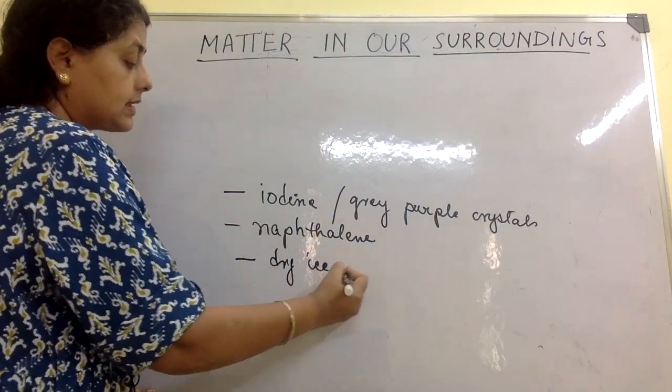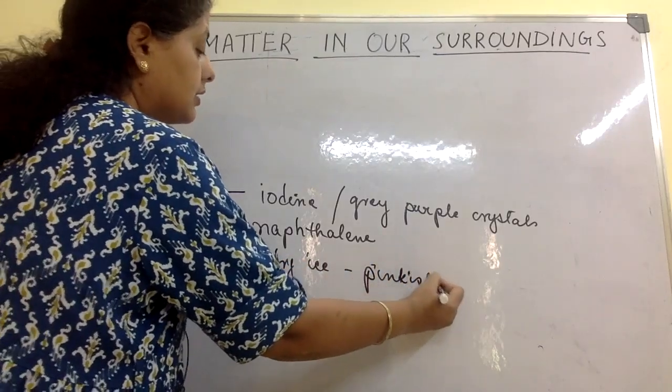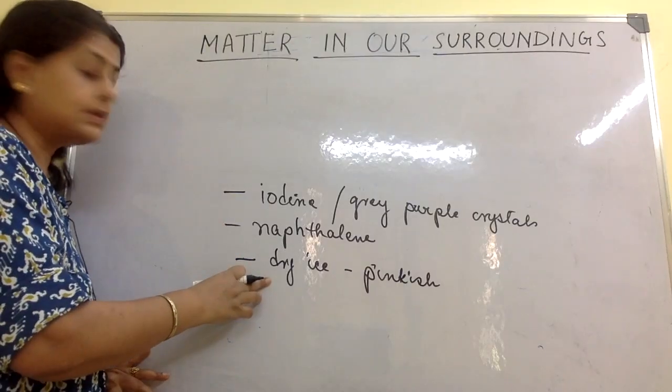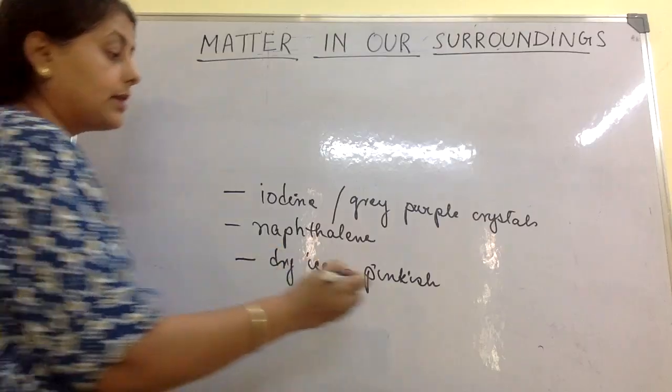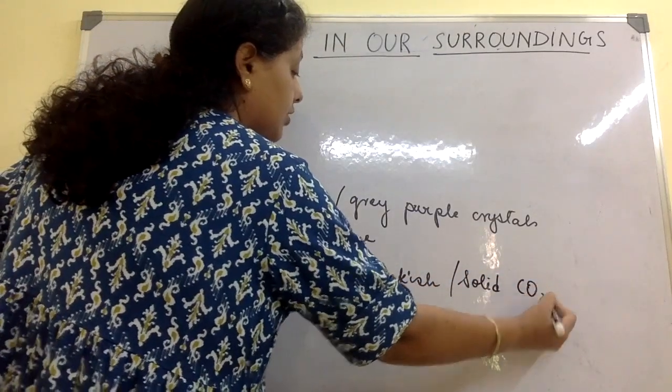Dry ice is light pinkish. Okay, very light pinkish colored ice. They look like pink colored ice, and they are solid carbon dioxide. Dry ice is solid carbon dioxide.